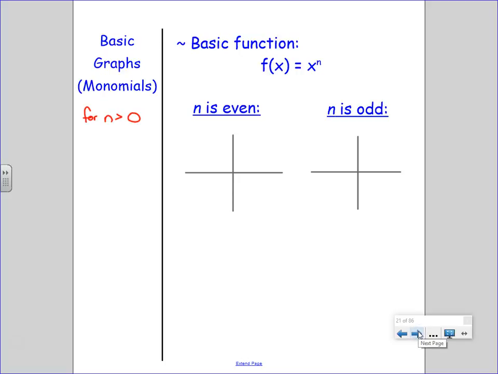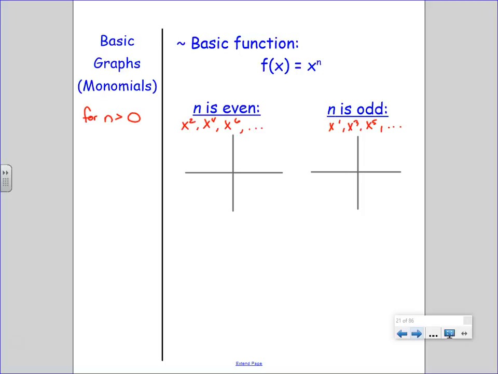Our goal for the entire section is, can we now graph bigger polynomials by hand? It's intimidating, but I think we can. Here we go, basic function for monomials. The basic function for monomials is just x to the n. There's no extra terms involved. n has to be greater than 0. If n is even, examples: x squared, x to the 4th, x to the 6th, etc. If n is odd: x, technically 1, x cubed, x to the 5th, etc.